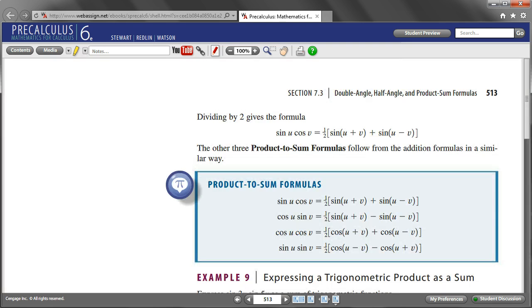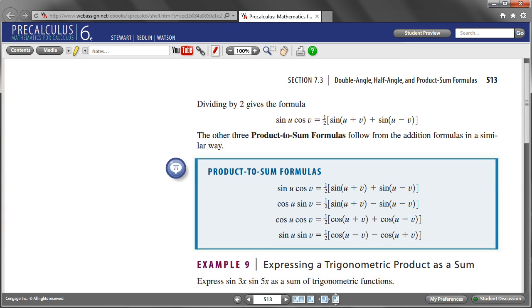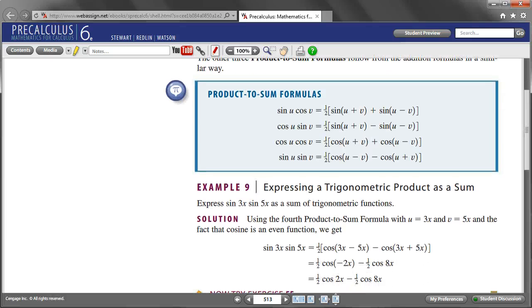This is an example problem of our textbook. Example 9, express sine of 3x times sine of 5x as a sum of trigonometric functions. Well, it says change into sum. So let's just go over the product to sum formulas, which are right up there. And then which one is sine times sine? The last one. And just blindly apply the fourth formula you see over there and simplify. That's the solution.